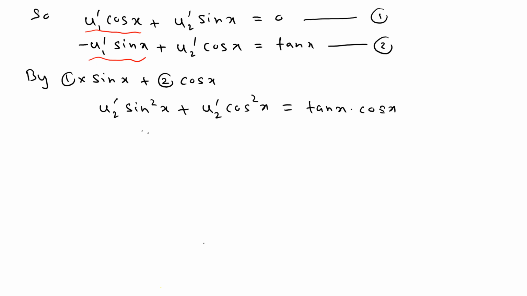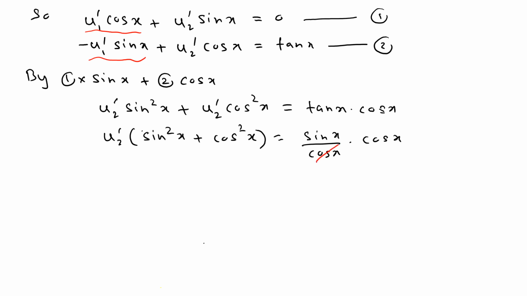So we need to see how we can simplify this a little bit further. We can notice a few things here. If you pull u2 prime out, you simply end up getting sine squared x plus cosine squared x, which is a good sign because we know that this is equal to 1. And what is the tan? Tan means sine over cosine times cosine. So you can see this gets cancelled, and this is simply equal to 1. So you simply end up getting here sine x. That means your equation simply becomes u2 prime equals sine x.